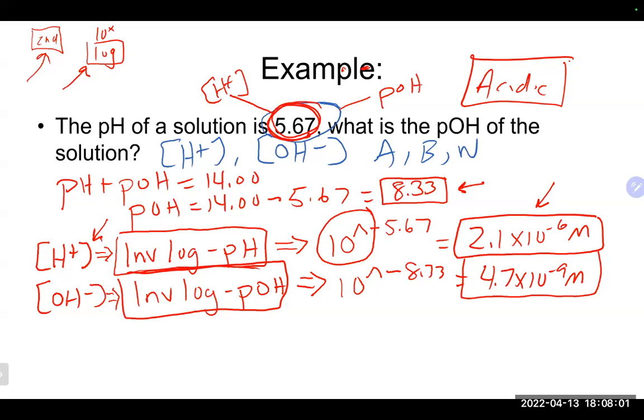Let's see here. Let me try it one more time. So negative 8.33, right? On my calculator, I get it two ways. On my calculator, I got a bunch of zeros and a 4 because I ran out of room. When I put it into scientific notation, I get 4.67 times 10 to the minus 9. So what did your calculator show at the end?